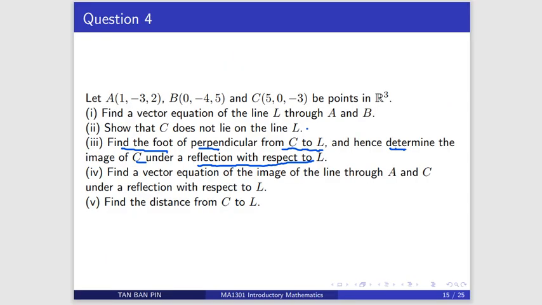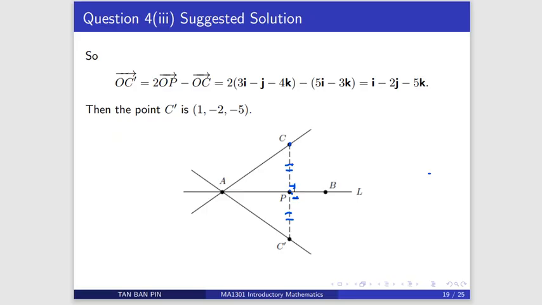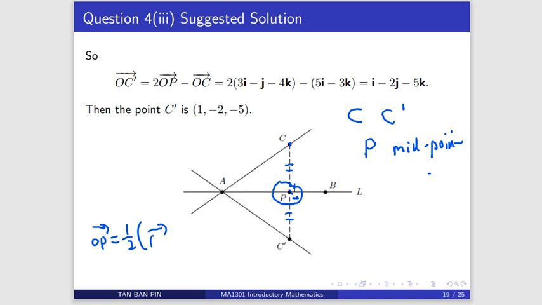After that, we will be finding the image of C under reflection about the line L. To do that, right, you can make use of the midpoint theorem. P will be the midpoint of C and C prime. If you write C and C prime, then P is the midpoint. So we can use the midpoint theorem. The midpoint theorem says vector OP must be half of vector AC plus vector AC prime, or use O.